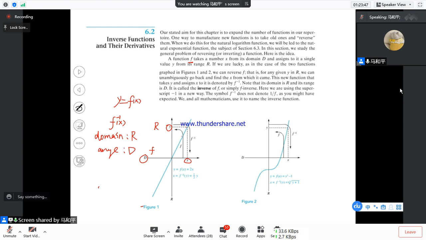Here we are using the superscript -1 in a new way. This is not a power. This is just a symbol, f inverse, or we call it inverse f. As you might have expected, mathematicians use it to name the inverse function. Here, this is the inverse function, it's not a power. Okay?